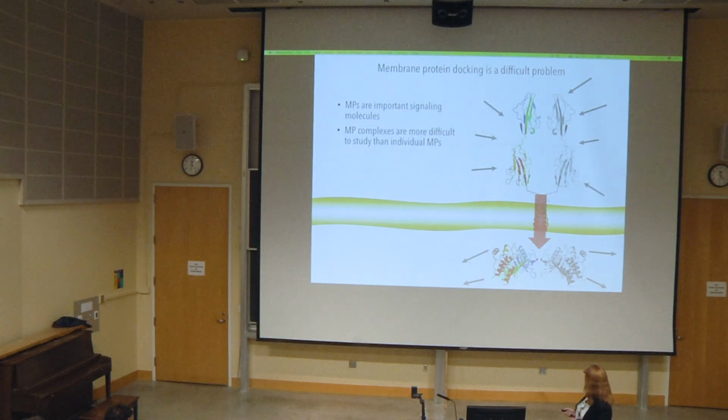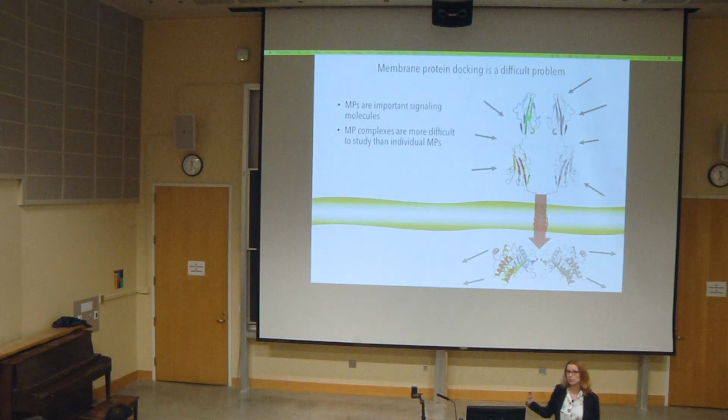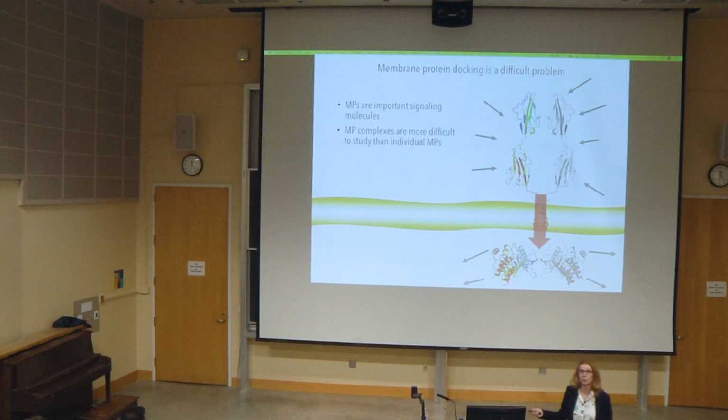And so another thing is also membrane protein complexes are far more difficult to study than individual membrane proteins. So just from an experimental perspective, it would be much easier if we could come up with a model and say, this is how this might look like. Please test this based on mutational data or other types of experiments, rather than crystallizing the complex together.